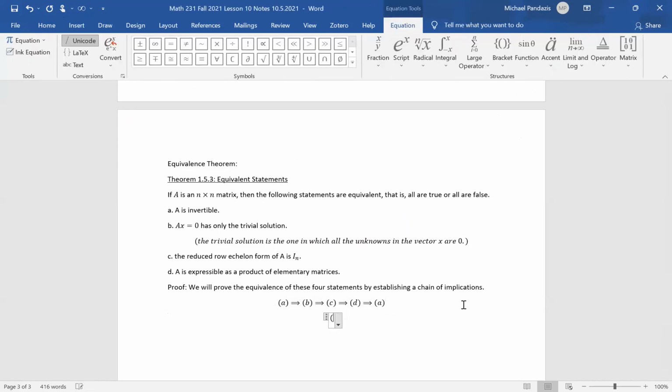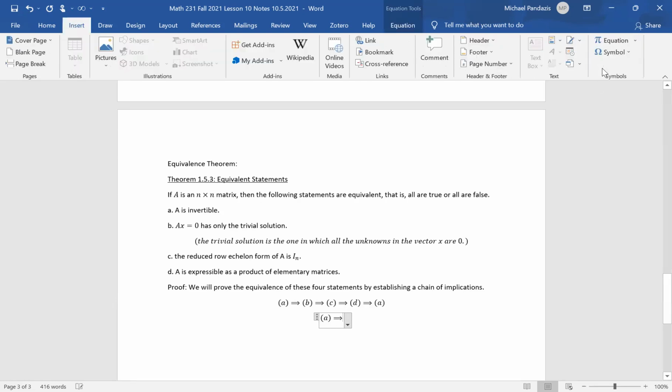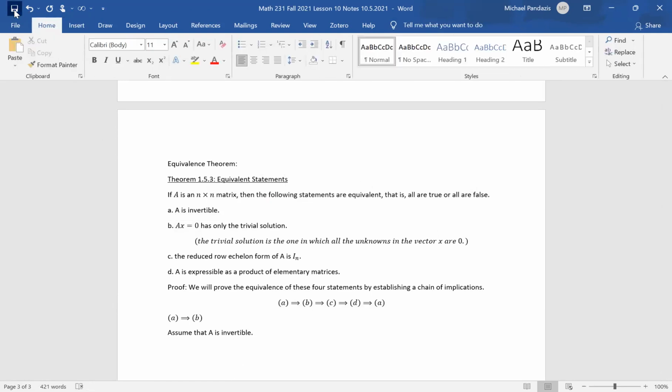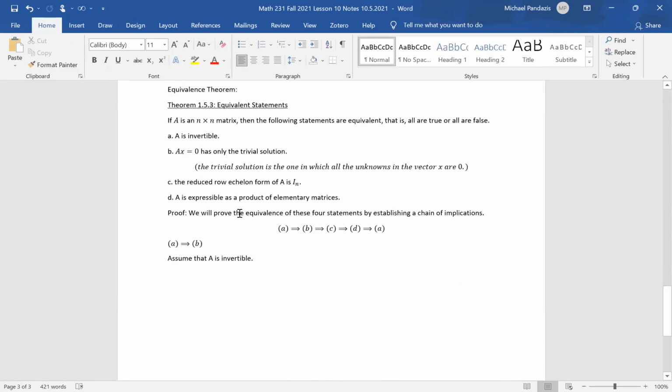So the first implication we want to prove is that lowercase a implies lowercase b. Okay, so we want to prove that. So assume that A is invertible. Okay, right? That's what we're doing. So in order to say that A implies B, we have to assume statement A is true and then deduce that statement B is true. So we assume statement A is true, that A is invertible.